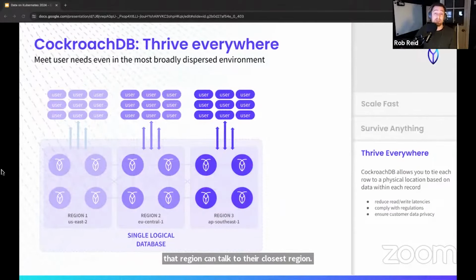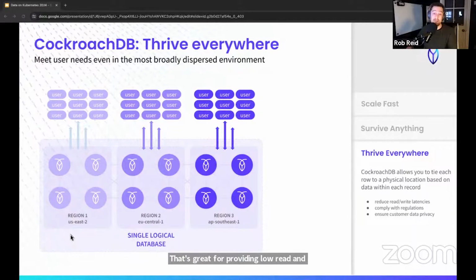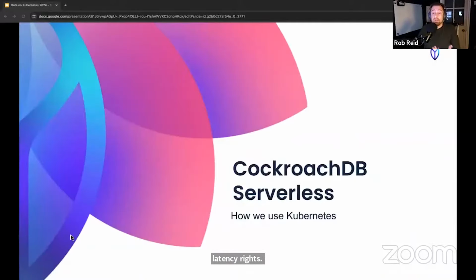Scaling might also be required across continents. You can harness different database topology patterns in order to get great performance no matter where your users are. So, for example, you can lock data to specific regions, which I'll cover in a minute, by using the regional by row topology. That's great for providing low read and write latencies to users near that region. You can also use the global tables topology pattern, which gives fast, low latency reads to everyone, regardless of where they are. And we've got other products as well.